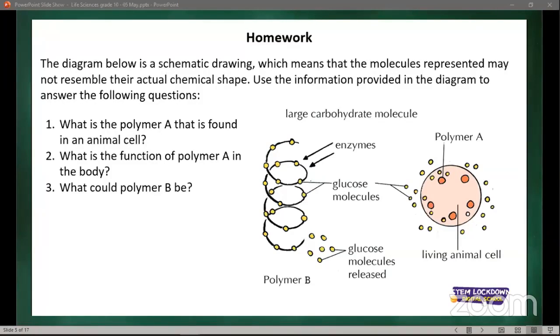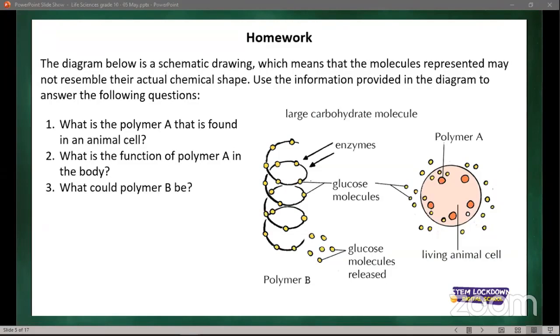Now, what is the function of glycogen in the body? The function of glycogen in the body. So Nkosipile says glycogen is an energy storage molecule. That is correct. So it is an energy storage molecule. So for number three, what could polymer B be? Remember that it is a large carbohydrate molecule, and a large carbohydrate molecule can be your polysaccharide. So any example of a polysaccharide? Yes, Nkosipile says it's starch. That's correct. It could be starch or cellulose.